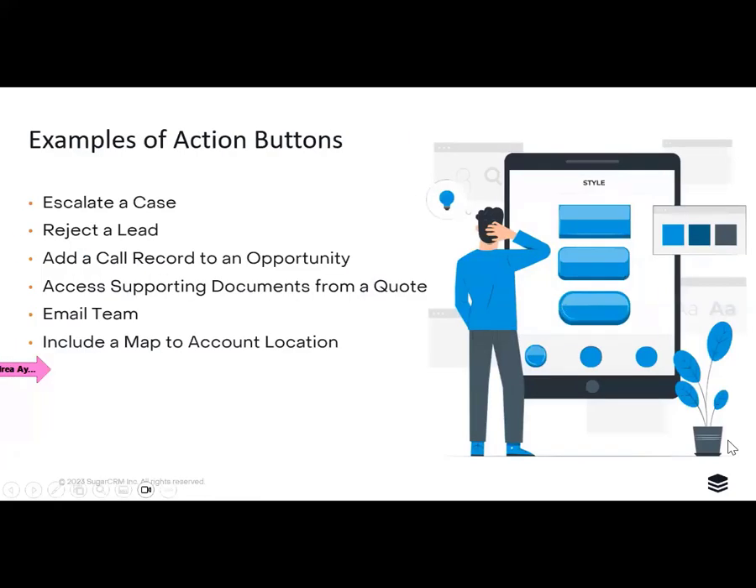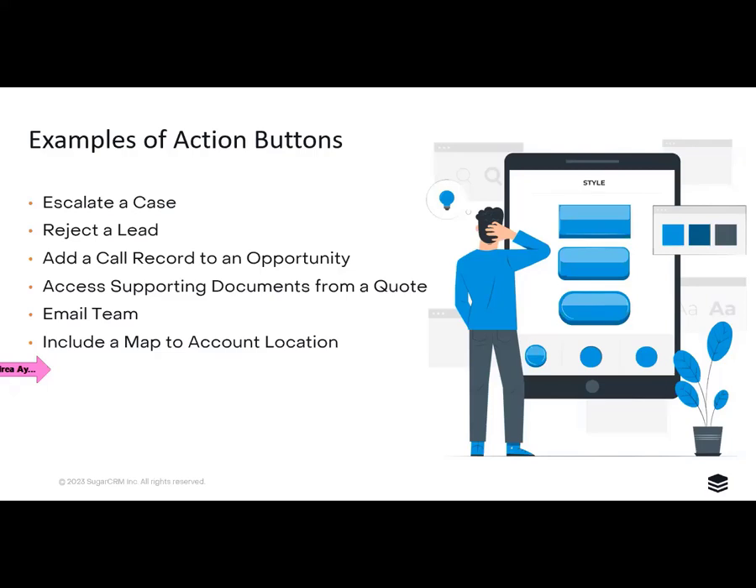Okay, so here's some examples of an action button. Now this is a very small list. This could be humongous, right? You can create all different types of action buttons. But as an example, you can escalate a case. You can reject a lead for whatever reason. You need to reject it. Maybe it's a duplicate. Maybe it's just bogus information that came in from a web to lead form. It could be a lot of things. So you're just doing kind of a cleanup.